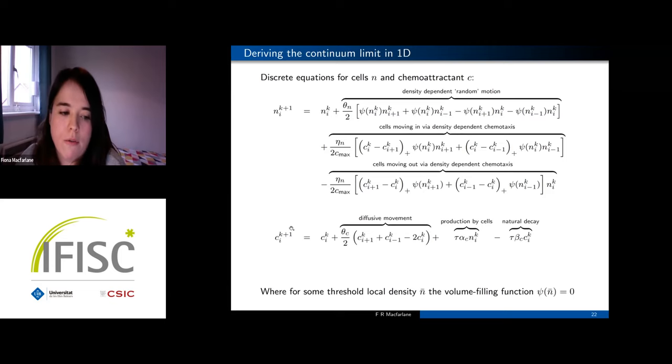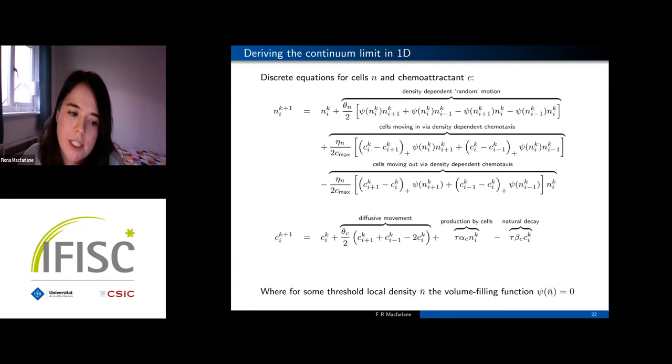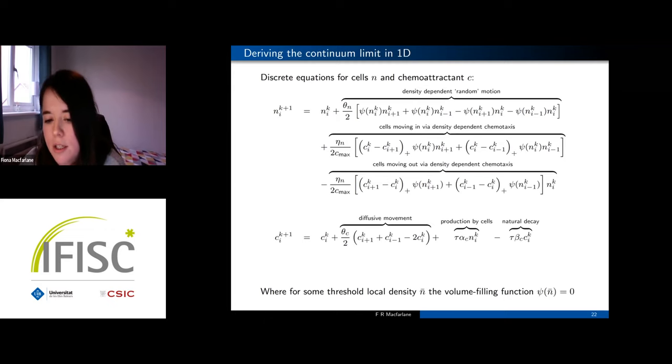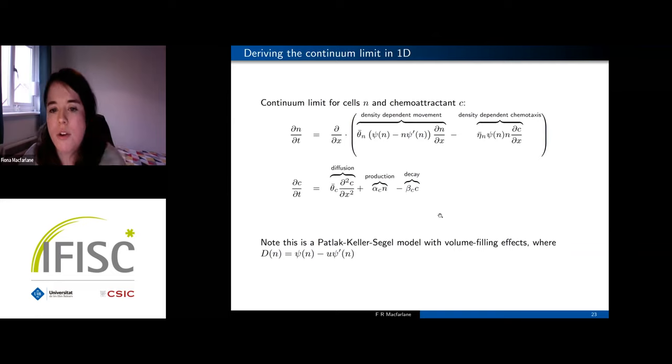We can also write out a form for the chemical, where we have this diffusive-like movement, production by the cells, and natural decay of the chemical. I'm not going to go into detail about how we do this, but we can look at the continuum limit by taking approximations of these equations and letting our time step and our space step go to zero in such a way that allows us to rewrite these as a system of nonlinear partial differential equations.